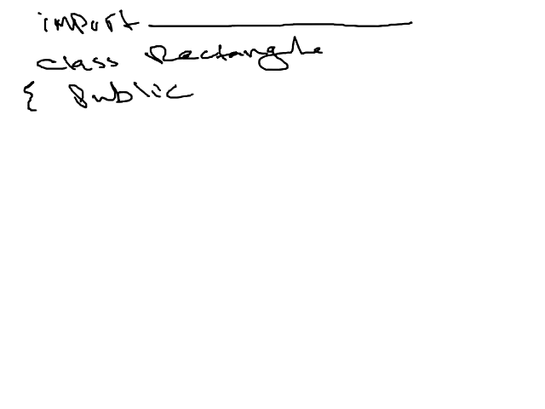Again, because there's a user input, you do import, and then you open your class called Rectangle if you want, and then open your main: public static void main(String[] args). We open that.